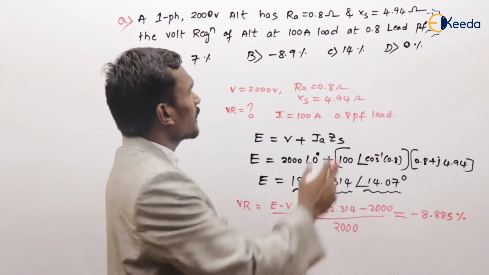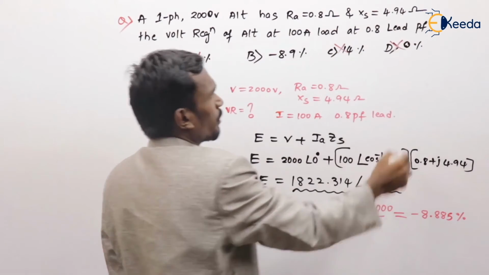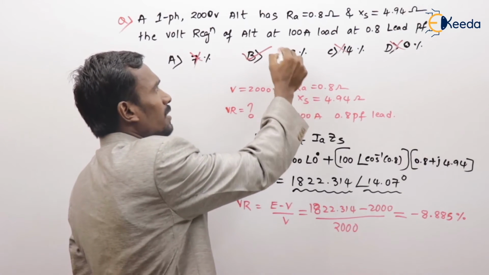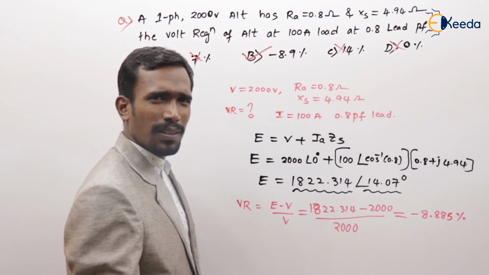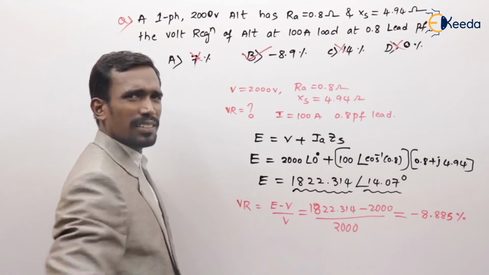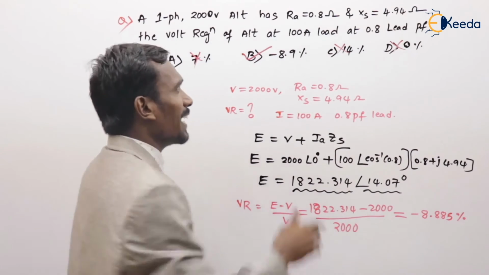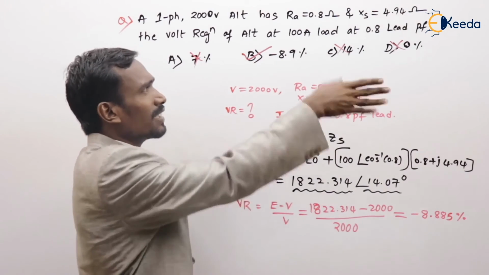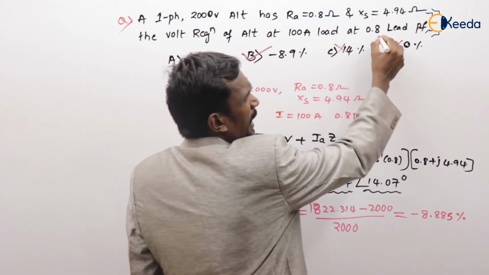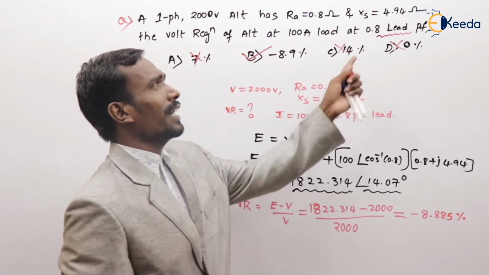So which of the following is the correct answer? 7 is wrong, 14 is wrong, 0 is wrong, and the answer is minus 8.9%. But generally, we can get the answer directly without doing all this. If you have good knowledge and a good concept, we can get the answer directly by seeing the options. How, sir? They have given that the alternator is operating at leading power factor.